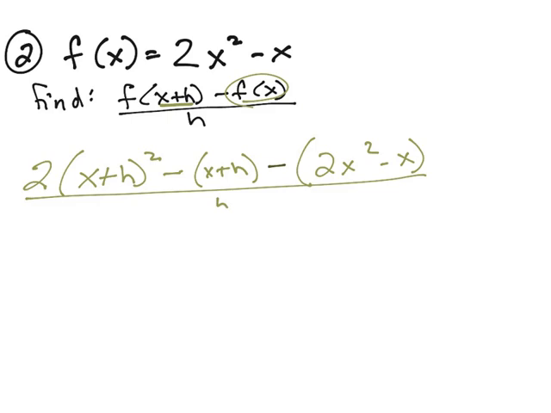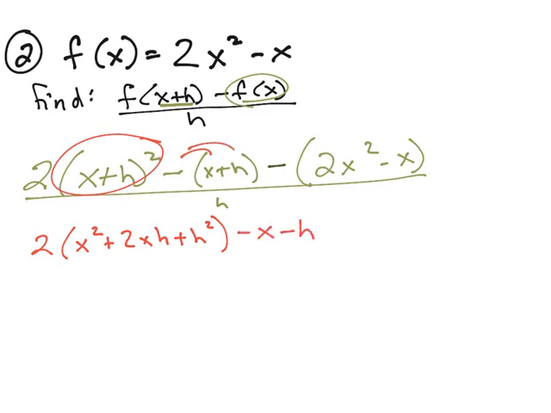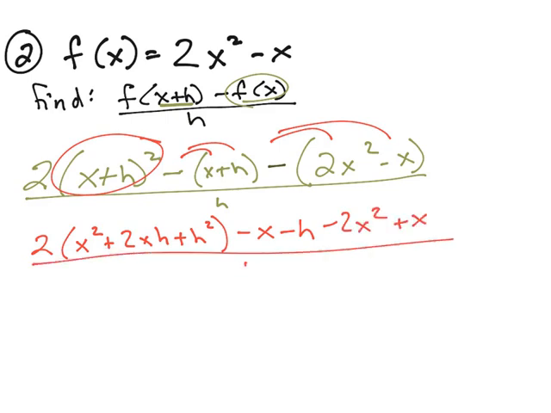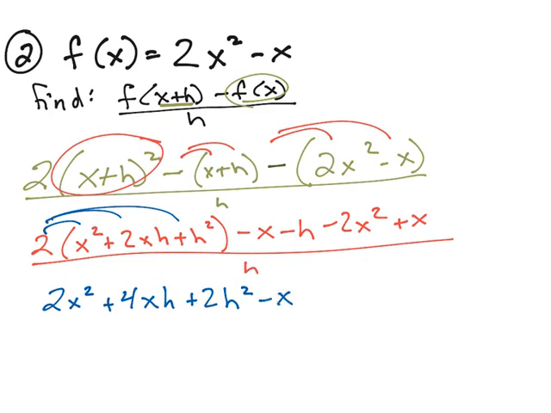All right, let's simplify in the numerator. First we've got to square this. So (x plus h) squared is x squared plus 2xh plus h squared. I'm going to go ahead and then distribute this. So minus x minus h, distribute my negative, minus 2x squared plus x. Still dividing all of this by h. Well, I've got one more step, I've got to distribute this 2. So 2x squared plus 4xh plus 2h squared. And then I'm just going to write everything else down. Minus h minus 2x squared plus x. And again, we're dividing all of this by h.